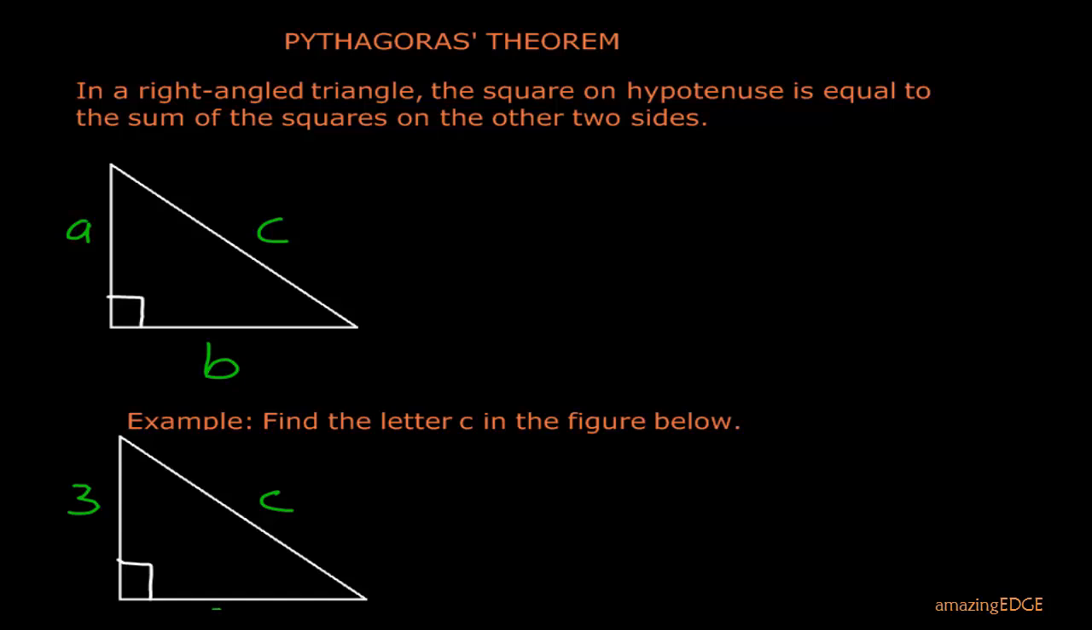Hi, I want to do a math lecture on Pythagoras theorem. This is a theorem named after Pythagoras, the mathematician who came up with it. What it says is this: whenever you have a right angle triangle, the square on the hypotenuse is equal to the sum of the squares on the other two sides.